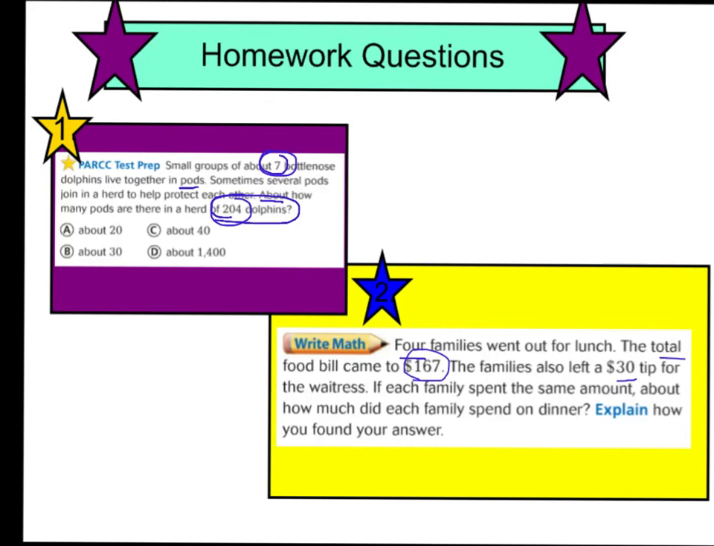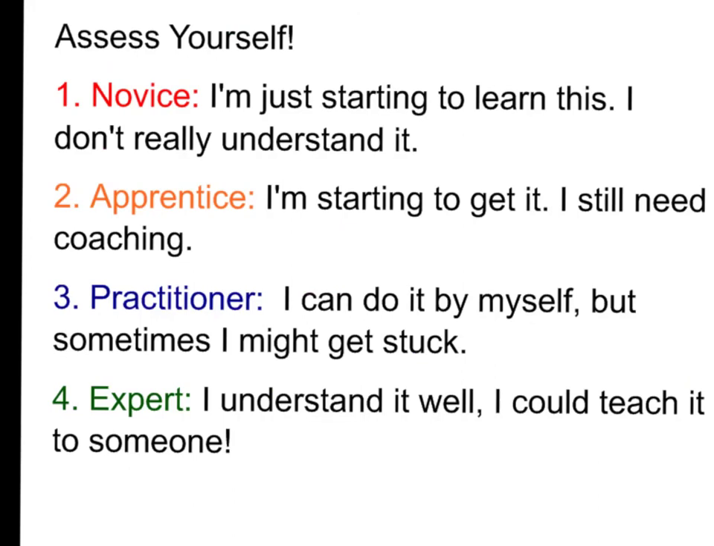Now, when you finish with both of these questions, I really want you to take the time to assess yourself. You know the drill. This is what we've done in our last chapter. Level 1, you're a novice. You don't understand this yet. Level 2, apprentice. You're just about getting this, but you still need coaching. Level 3, practitioner. You can do this by yourself. You might get stuck, but you could pretty much do it by yourself. Level 4 is an expert. You could teach it to someone else because you understand it well.